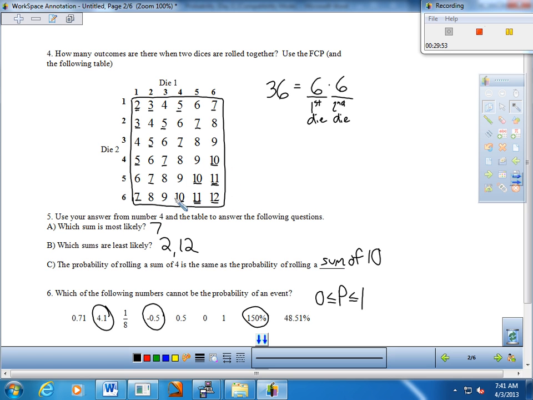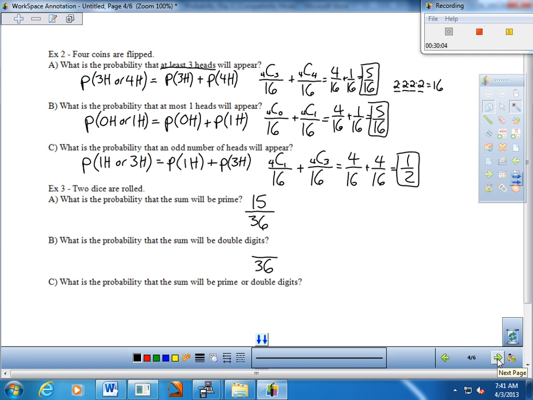6 different ways that I can produce them. All righty, good. So we've got that 6 out of 36 right there. Now it's time to make it happen with letter C. Here's the key. What is the probability that the sum will be prime or double digits? Now let's see if we can put it all together, everyone.